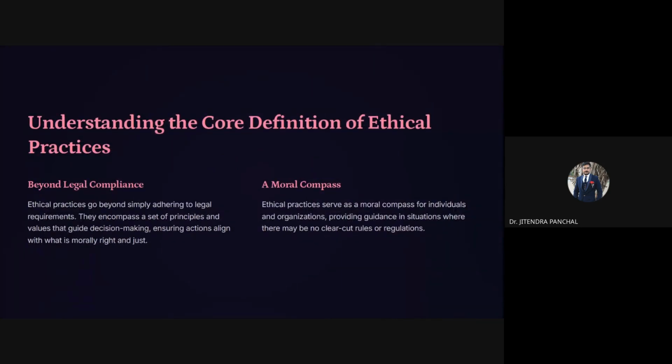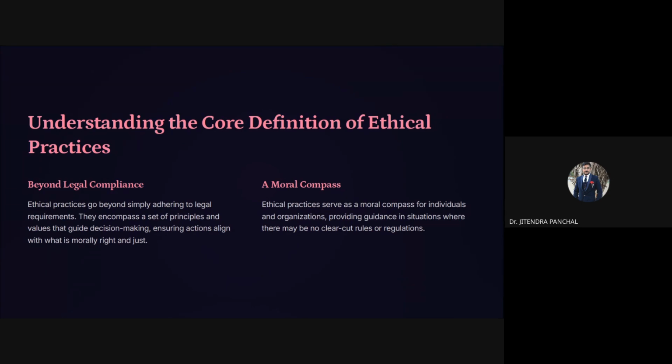Okay, so next one is understanding the core definition of ethical practices, right? This is a set of principles and values that guides decision making, ensuring actions align with what is morally right and just. This is generally what happens with animals, if these ethical practices or laws are in place for animals as well as humans. Before doing any kind of human trials or animal experiment, you need a legal requirement, or a declaration from the authority, before doing this kind of research. Understood now?